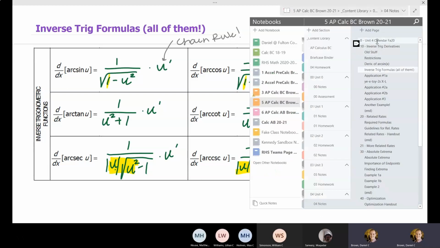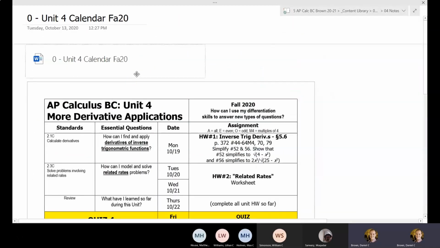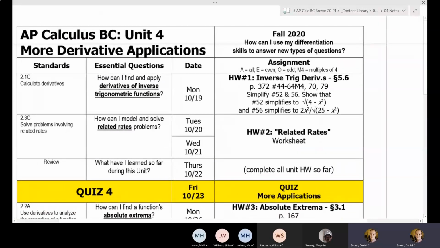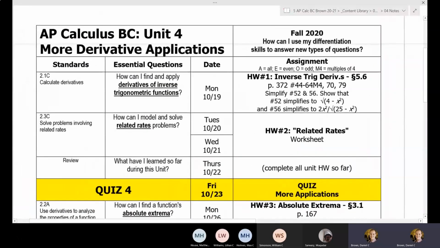Your assignment for today, distributed in OneNote, but it's out of the textbook. Homework 1 is going to be inverse trig stuff. You're doing multiples of 4, 44 through 64, and then 70 and 79. You do not need to simplify any of them except for 2 of them, just because they're common problems, and I want you to practice the algebra. The only 2 I want you to simplify are 52 and 56.